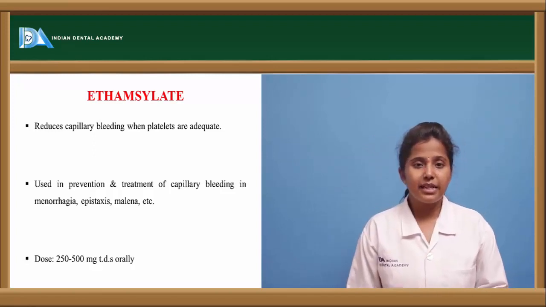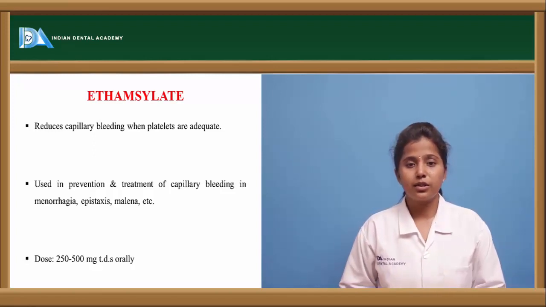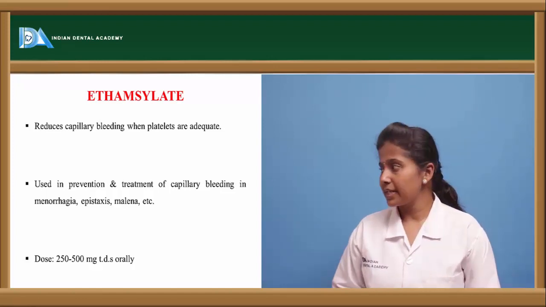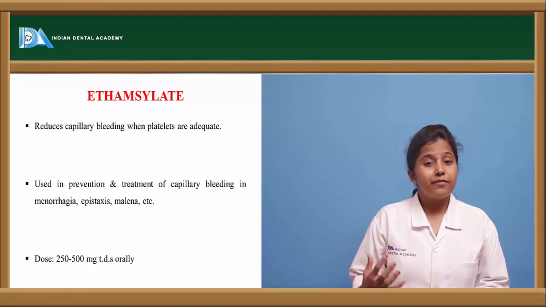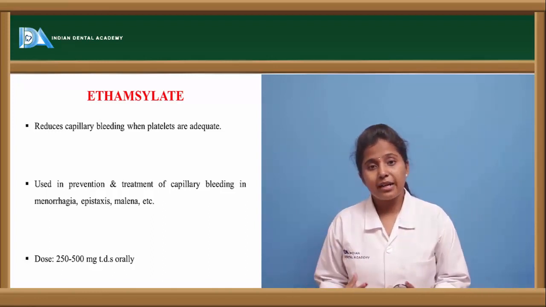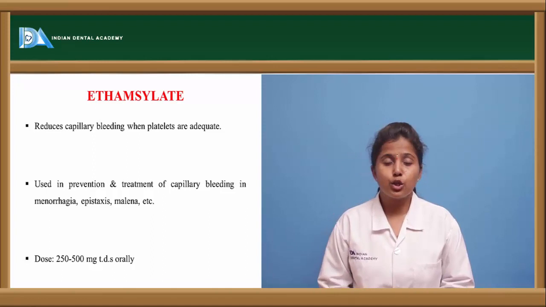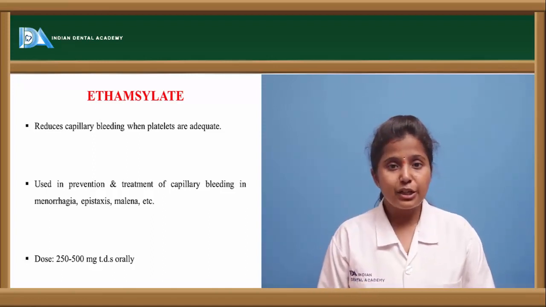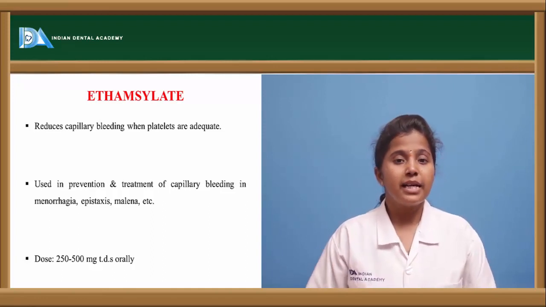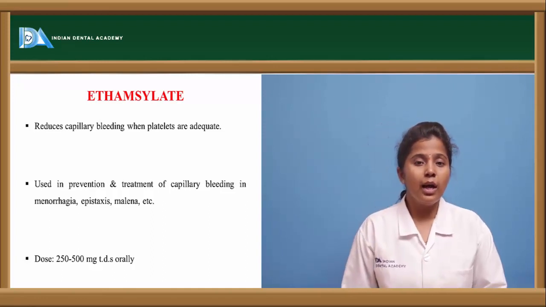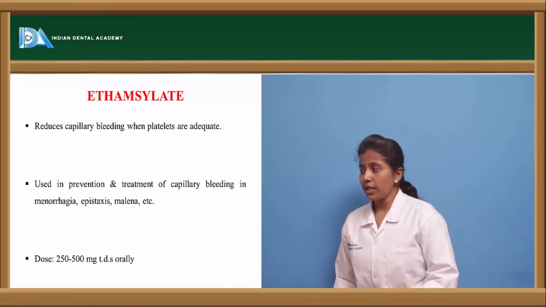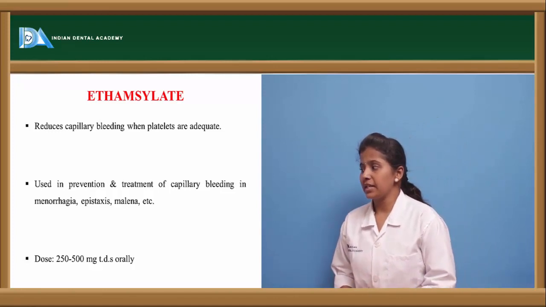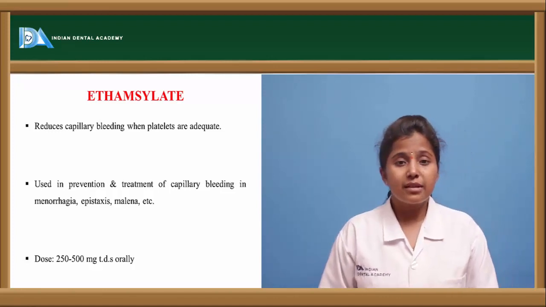Ethamsylate. Ethamsylate is the last category of the coagulant drugs. It also reduces capillary bleeding when platelets are adequate. So even when platelets are present in adequate amounts, there might not be proper clot formation. In this condition, if we administer ethamsylate, it aids in the formation of clot along with platelet aggregates. It is used in the prevention and treatment of capillary bleeding in conditions like menorrhagia, epistaxis and melena. So these are the conditions.